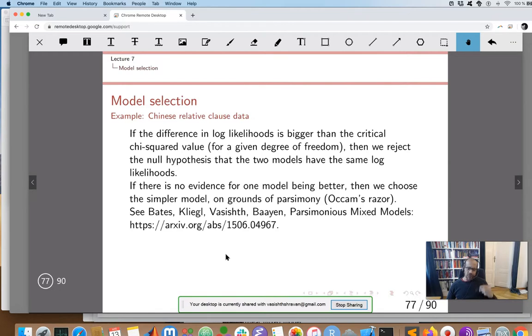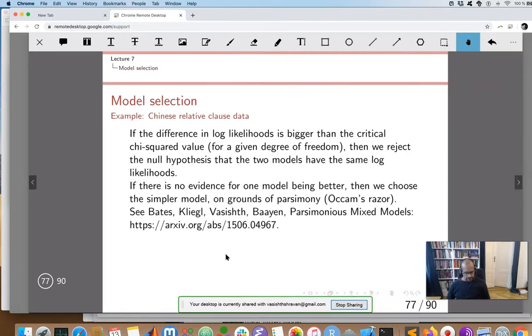Now I mentioned all this earlier. If the log likelihood difference is larger than the critical value, we will reject the null hypothesis that there's no difference between the two models. If you get the minus 2 times difference in log likelihoods to be larger than the critical chi-squared value, then you would conclude that the more complex model is actually the better one, and you would adopt that, right?